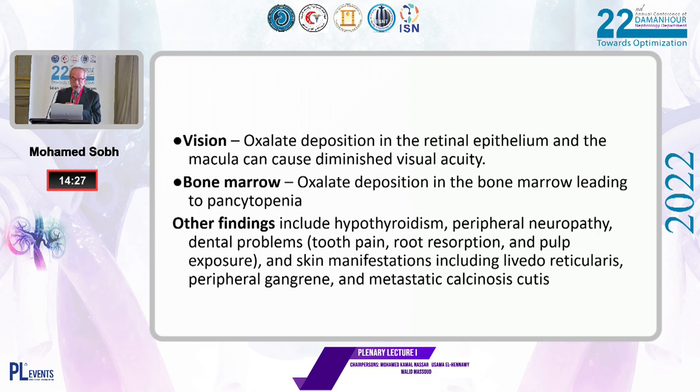Vision: oxalate deposition in the retina, retinal epithelium, and the macula can cause diminished visual acuity. Bone marrow: oxalate deposition in the bone marrow leading to pancytopenia. Other findings include hypothyroidism, peripheral neuropathy, dental problems, including dental pain, root resorption, pulp exposure, and skin manifestations, including livedo reticularis, peripheral gangrene, and metastatic calcinosis cutis.